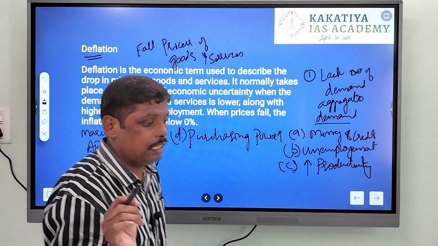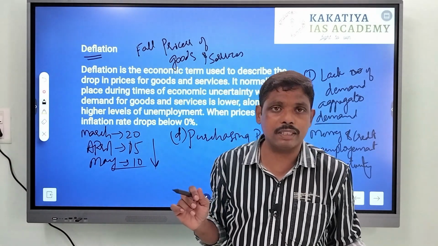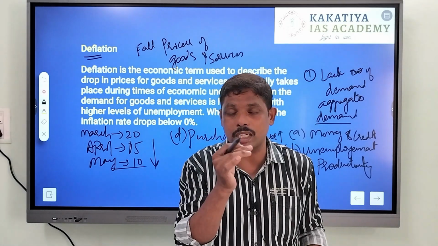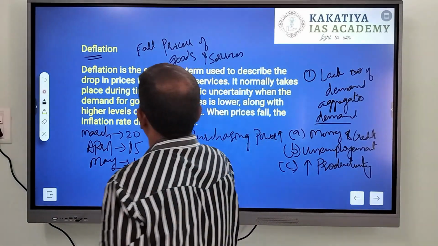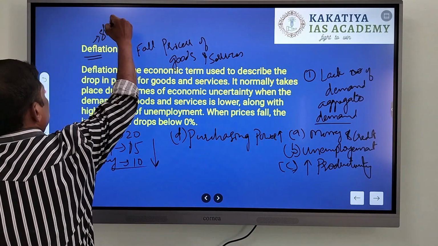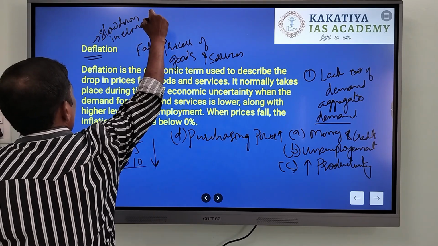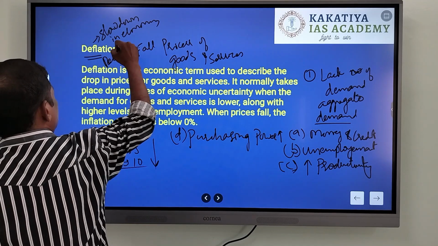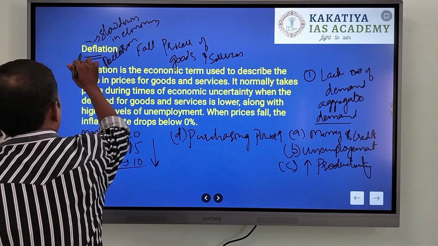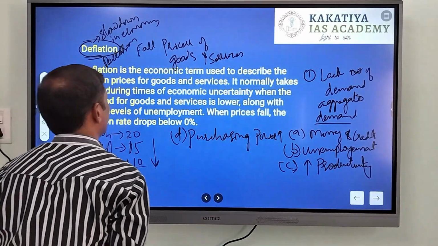And remember, deflation always denotes an economic recession. It denotes a slowdown in the economy. So it is an indicator of a slowdown in the economy. It indicates a recession in the economy. That is what deflation is. So deflation is a negative sign.